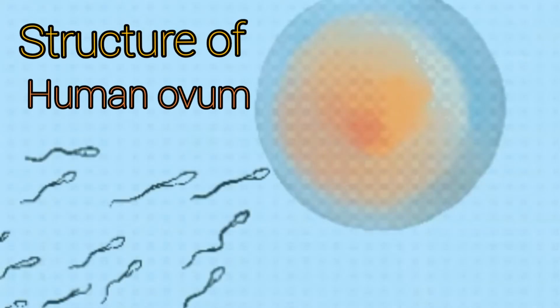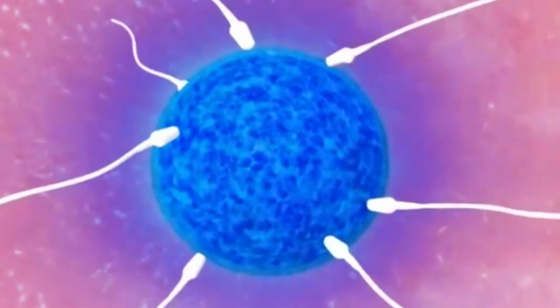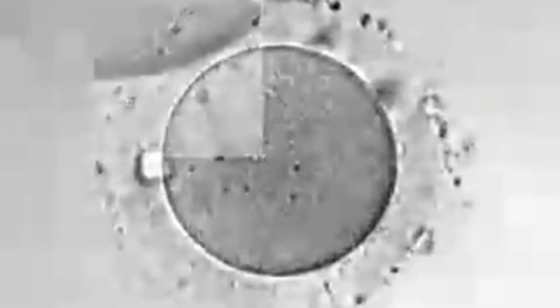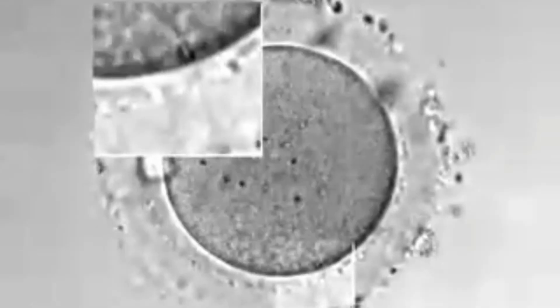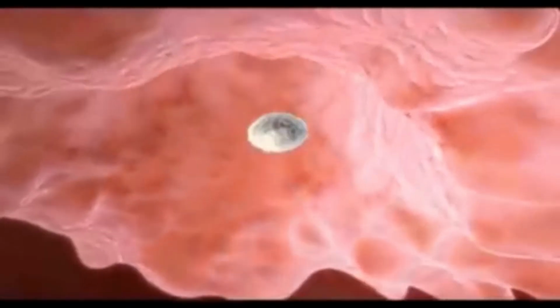Structure of human ovum or ootid. An ovum is a spherical or oval and non-motile structure. It is rounded and non-cleidoic, that is without shell, and alecithal, without yolk. Human ovum is about 100 micrometer in diameter.